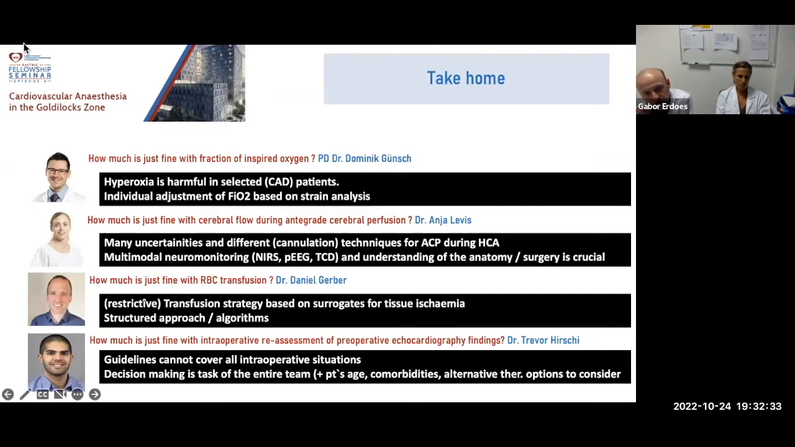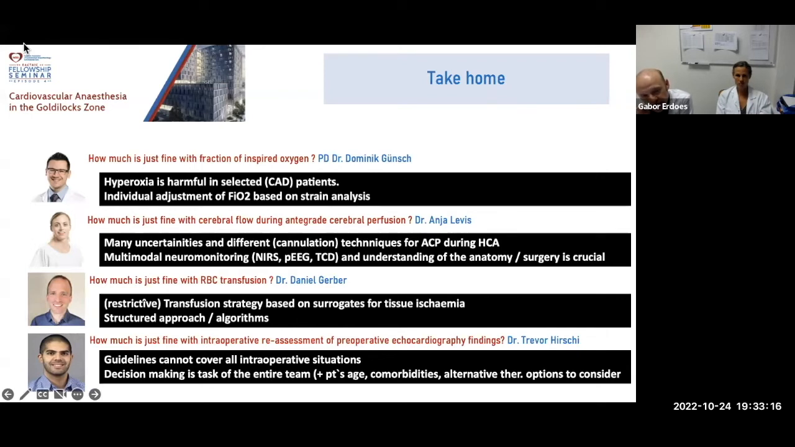Regarding the cerebral flow during arterial cerebral perfusion, there are many uncertainties and different techniques for ACP during hypothermic circulatory arrest. So it's difficult to make a clear statement, a clear summary. But I think what is important is to use neuromonitoring, especially multimodal neuromonitoring with different tools, to get the best impression about the quality of the cerebral perfusion. And it is also important to understand the anatomy and what the surgeon is doing at the moment.